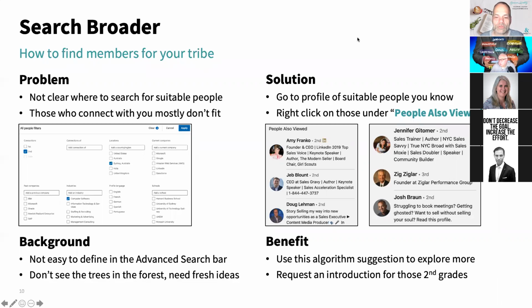So then the next approach here: the benefit of using these "people also viewed" suggestions is that you can use what the algorithm shows you to get an idea of who else you can find for your tribe. Not just to work through the list of those 10 people, but to get you an idea, and that is an important point.